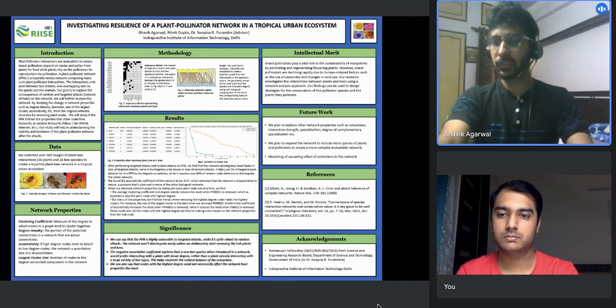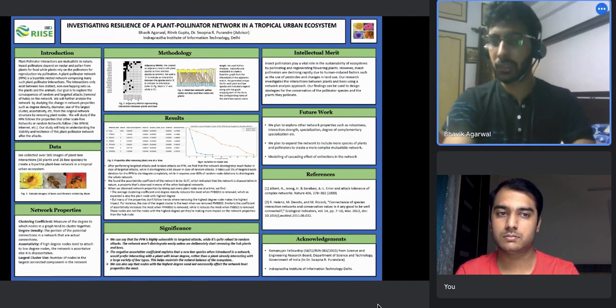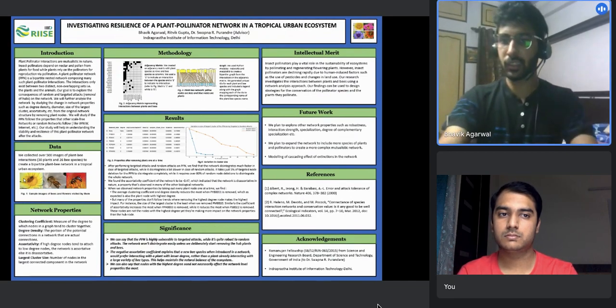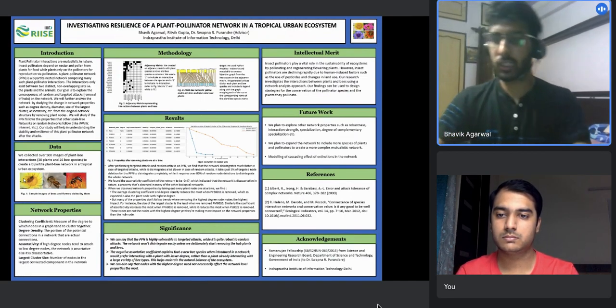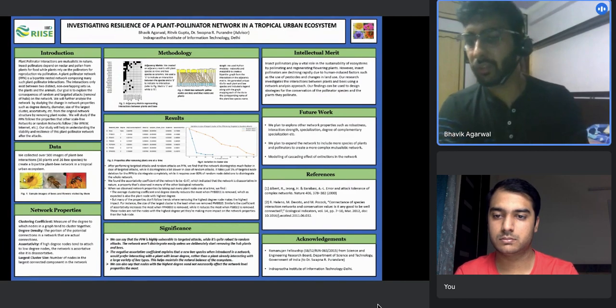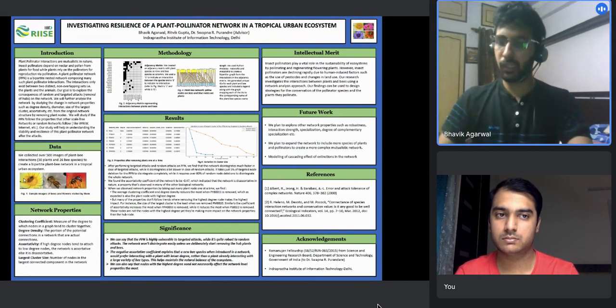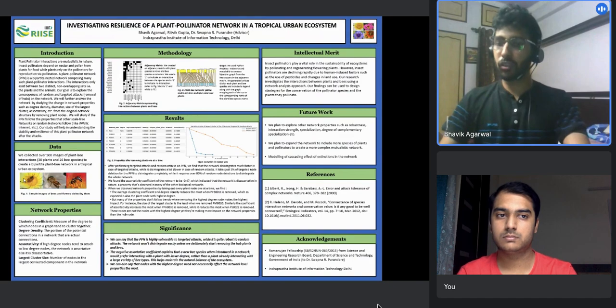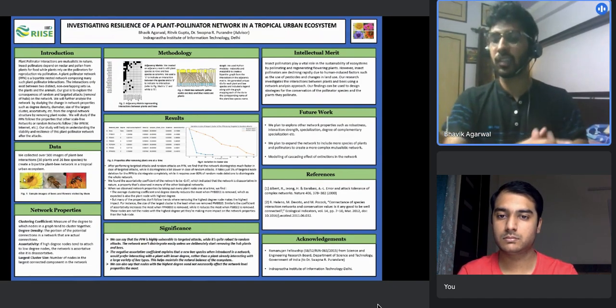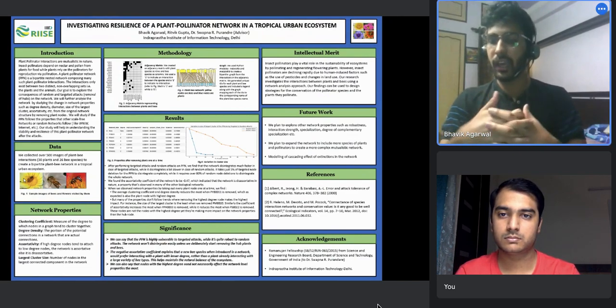Some network properties that we have written in the further sections, I am going to explain them in brief. Clustering coefficient is the measure of the degree to which nodes in a graph tend to cluster together. Density is the proportion of the potential connections in a network that are actual connections. That is the number of edges in a graph divided by the total number of edges possible in the graph, that is NC2.